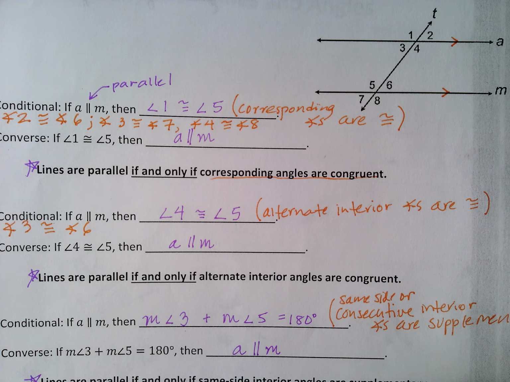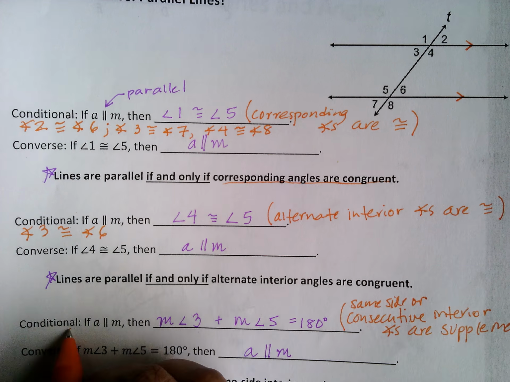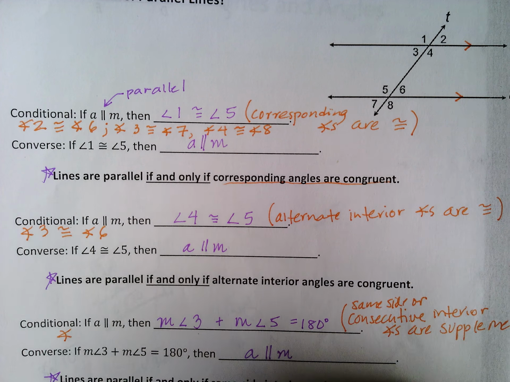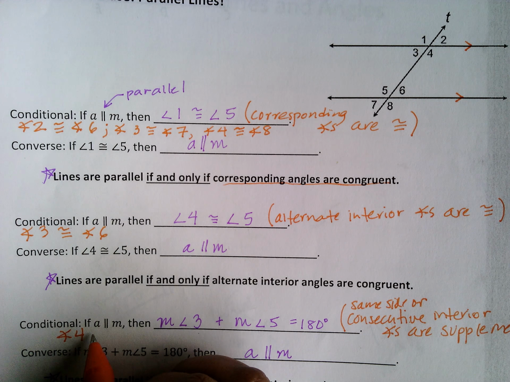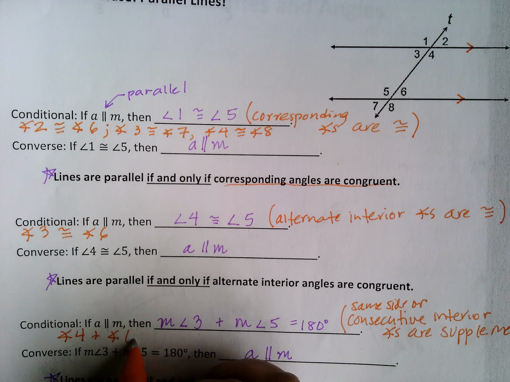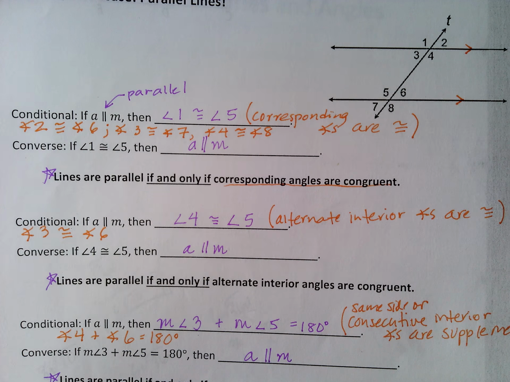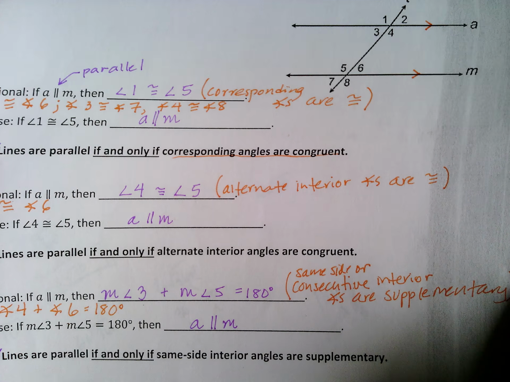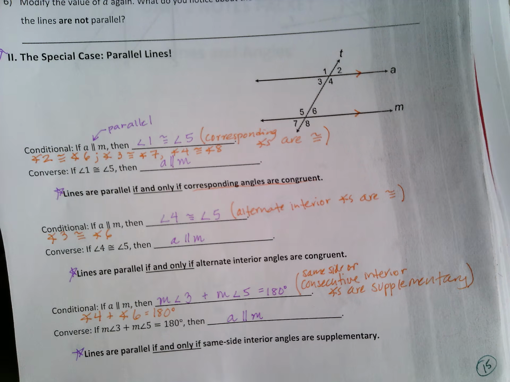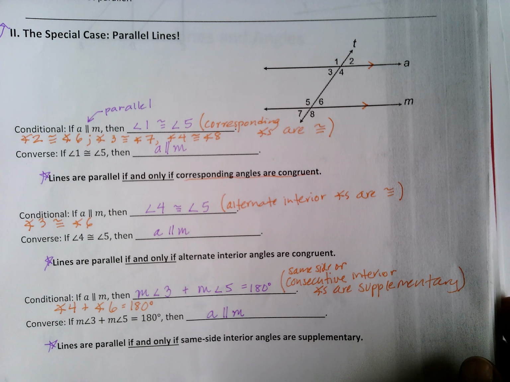Another set of supplementary consecutive interior angles are angle 4 plus angle 6, which equal 180 degrees. So same side interior angles are supplementary.